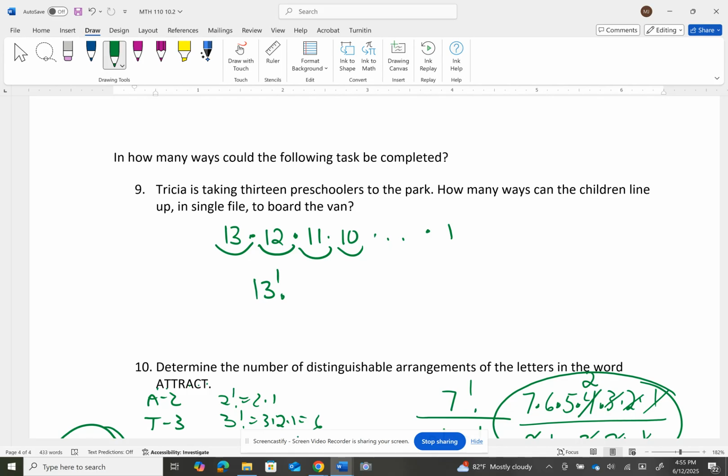And so on Monday, I'm going to show you where that factorial key is. And you can actually then type that in and find out what the answer is going to be.